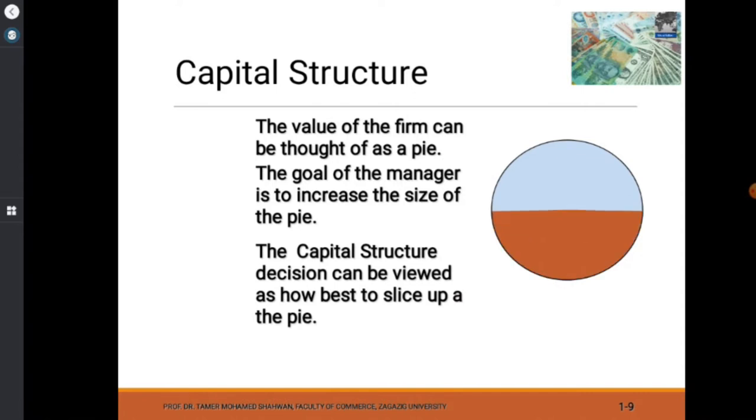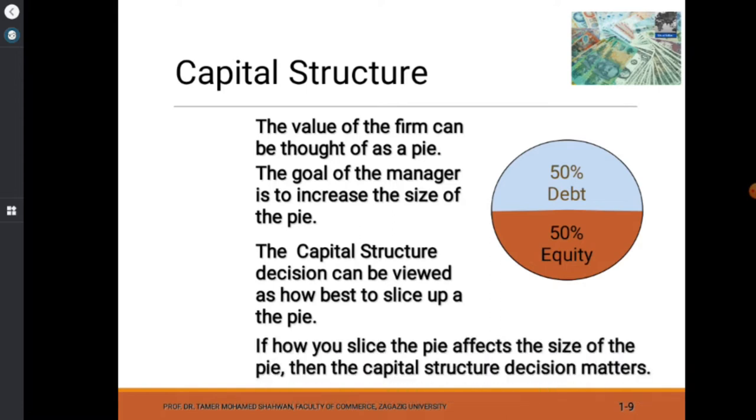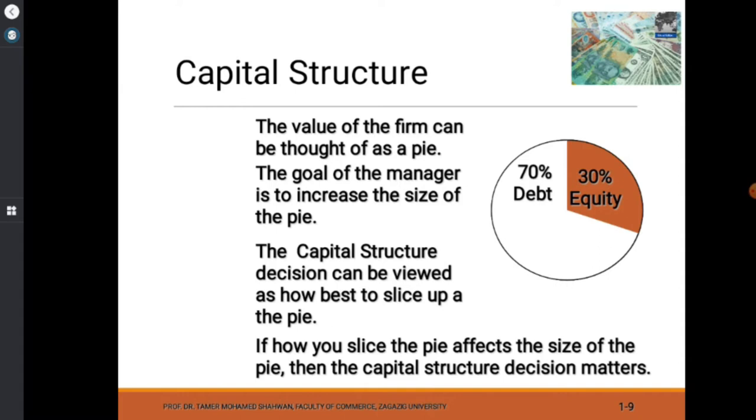For instance, in a specific organization, they could have 50% debt and 50% equity. In other organizations, they could have, for instance, 25% debt and 75% equity. In other types of organization, they have 30% equity and 70% debt. As you see, we have different ways to determine the structure of your capital. In this way, one of the main duties of the financial manager is to answer the following question: what is the size of your capital, how are you going to size up this capital, and what is the structure of this capital?